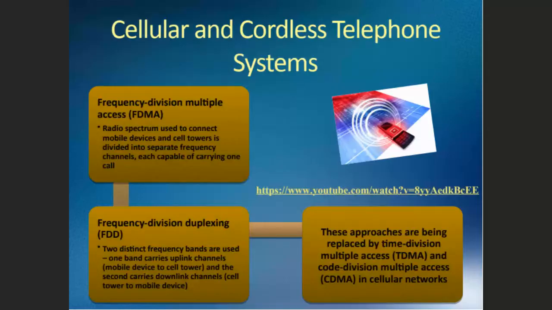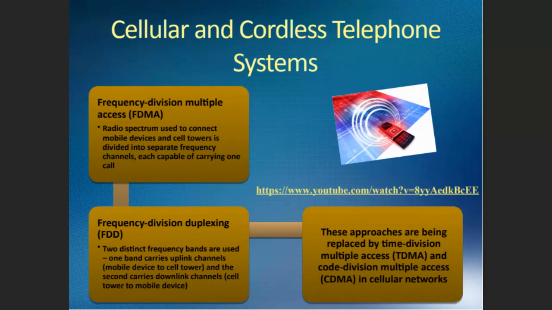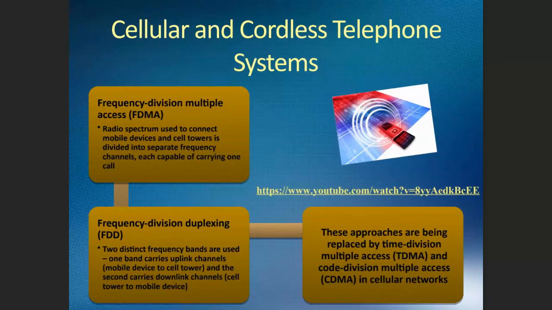So we go to the next slide. Cellular and cordless telephone systems. This is about your mobiles. So we have the frequency division multiple access, FDMA. Here, radio spectrum is used to connect mobile devices and cell towers, because your mobile is not talking to the other mobile directly. It will go to a cell tower, and towers talk to towers. Then it will come to you, okay?